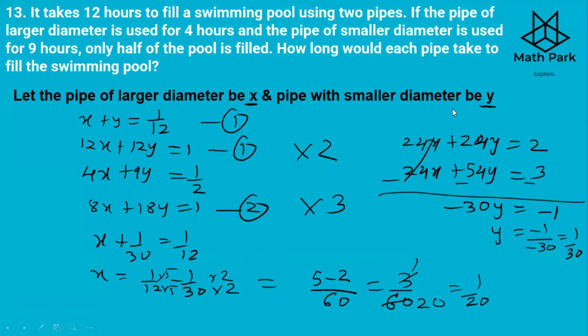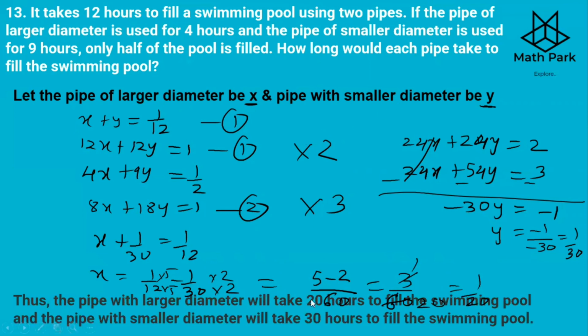So how long does each pipe take? Time and work are inversely proportional. So the pipe of the larger diameter is 1 upon 20, so it takes 20 hours to fill the swimming pool, whereas the pipe with the smaller diameter is 1 upon 30. So it takes 30 hours to fill the swimming pool.